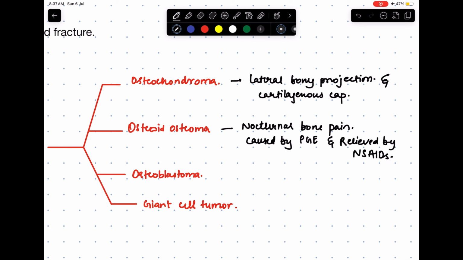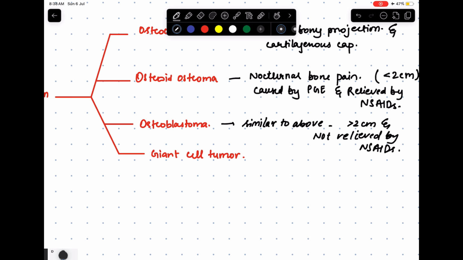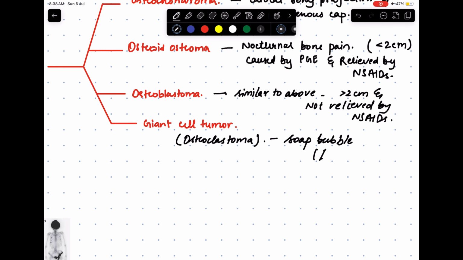The important thing that differentiates between osteoid osteoma and osteoblastoma are two factors. One is the nidus size: in osteoid osteoma it would be less than 2 cm, and in osteoblastoma it would be more than 2 cm, and the pain is not relieved by NSAIDs. These two factors we need to remember. The last is giant cell tumor. It is also known as osteoclastoma, and on X-ray you'll be able to see a soap bubble like lesion very prominently. That's it.